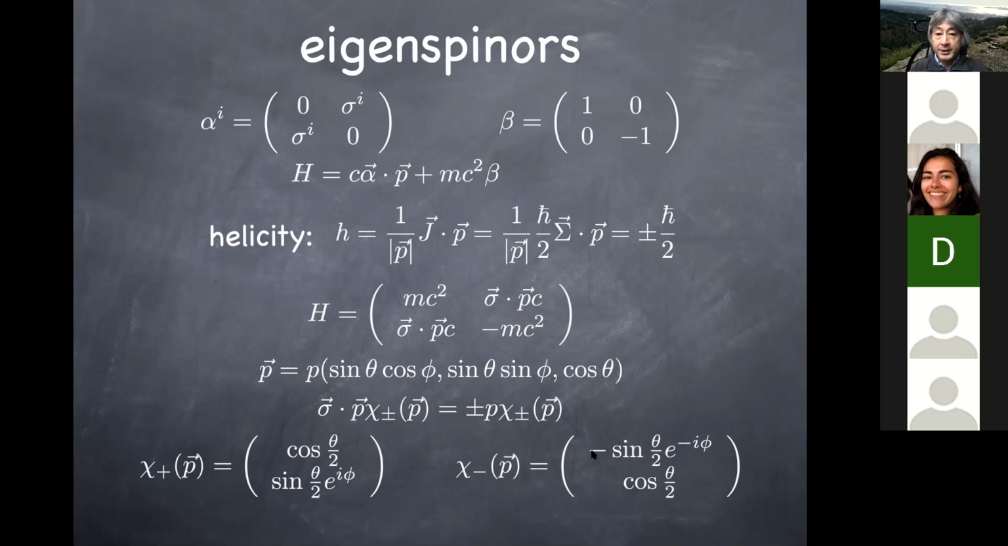And using these eigenspinors, this 2 by 2 matrix sigma dot p now becomes numbers, plus p or minus p. Then the Hamiltonian can be viewed as a 2 by 2 matrix now. And solving the problem for a 2 by 2 matrix is a lot easier. And that's how we get, in the end, the full 4-column eigenspinor for the Dirac equation.